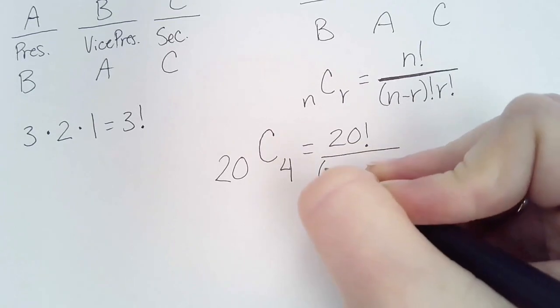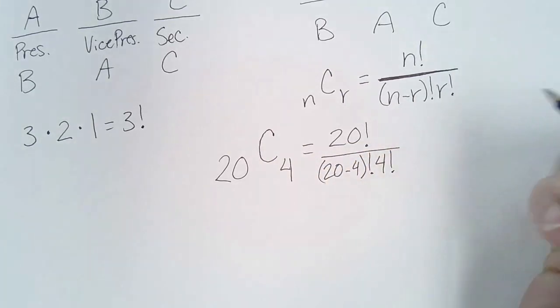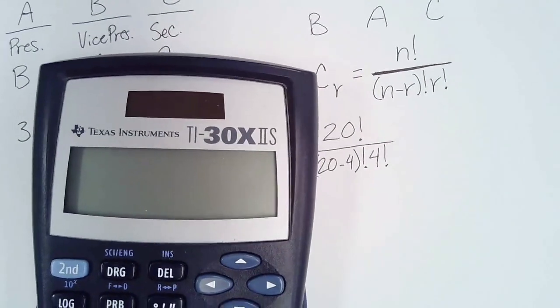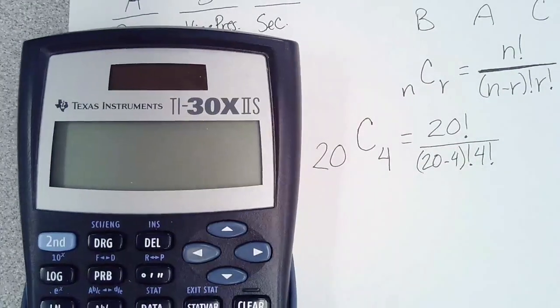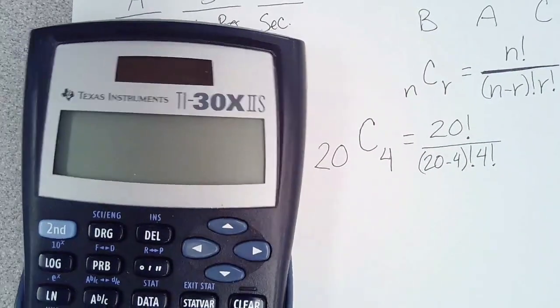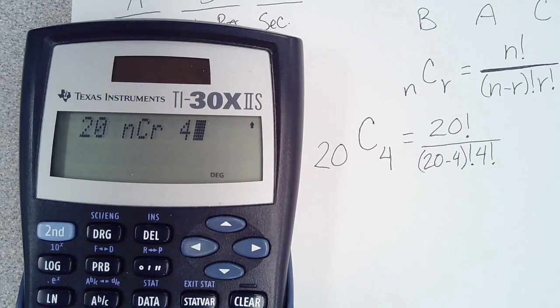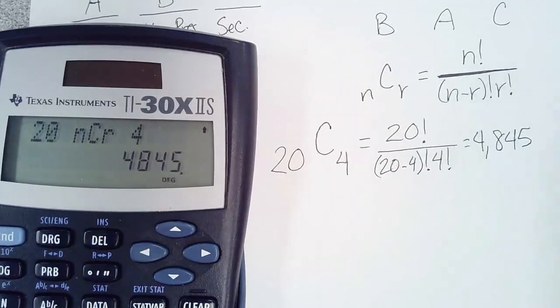So using our formula, it would look like this. Again, your calculator can do this. It's in the same spot as the permutations and the factorial are. Hopefully you can find a calculator again that can do that for you. So I'm just going to type in 20, go find my combination, and 4. And so that tells me there are 4,845 different ways I could do that.